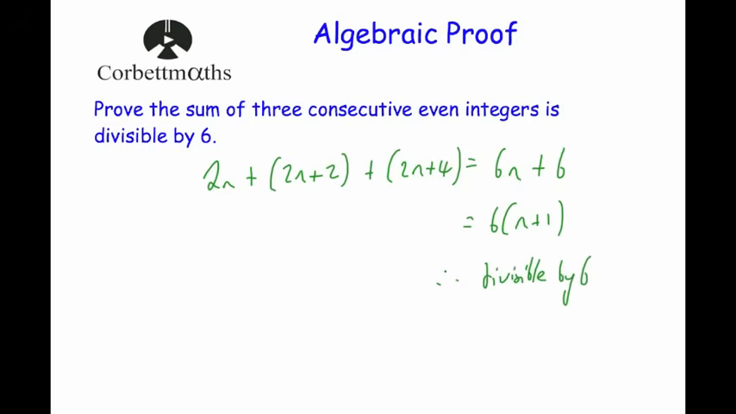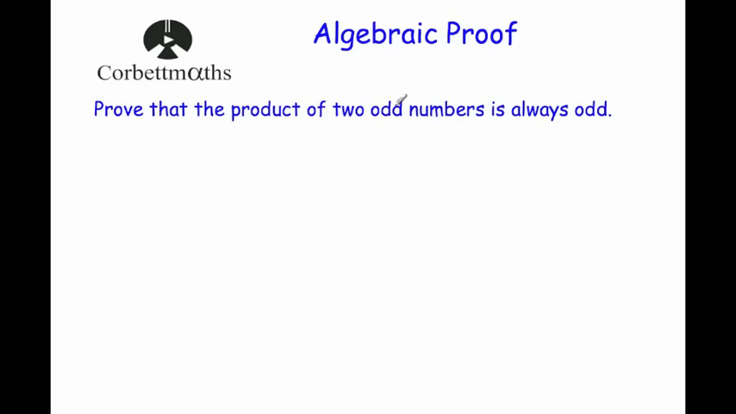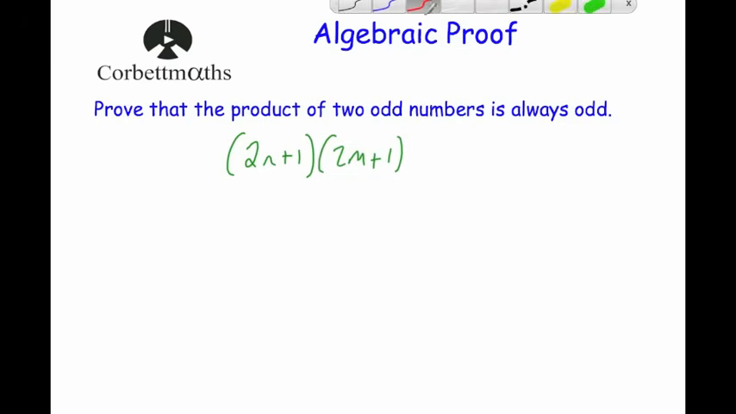Okay, next question. This question says, prove the product of two odd numbers is always odd. So now this question, it doesn't say two consecutive odd numbers, it just says two odd numbers. So I'm going to let the first odd number be 2n plus 1, and I'm going to let the second odd number be 2m plus 1. Now the word product means we're going to multiply them together. I'm just going to move that across, and now we're going to expand it using FOIL. So 2n times 2m, that would be 4mn. I'll say that again, 4mn.